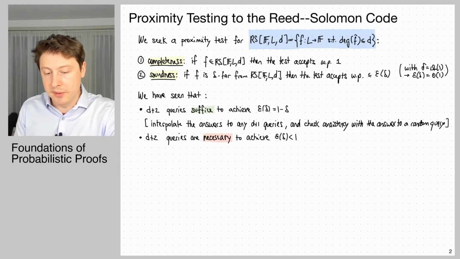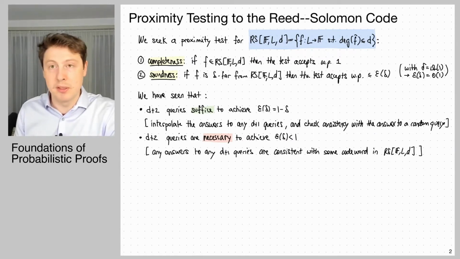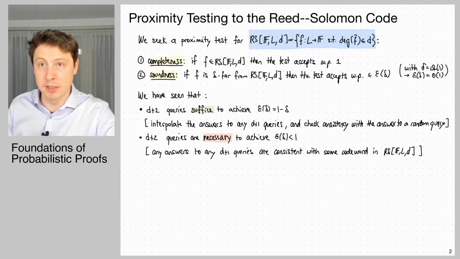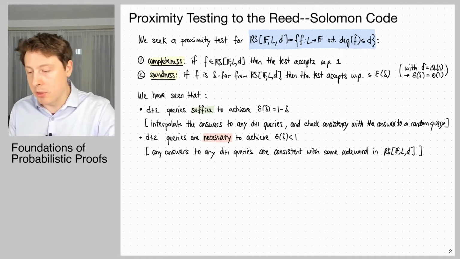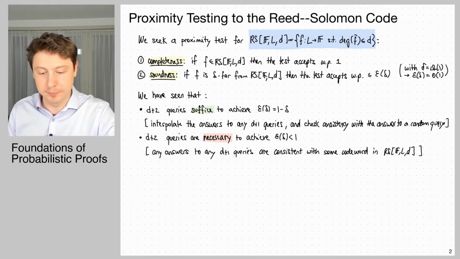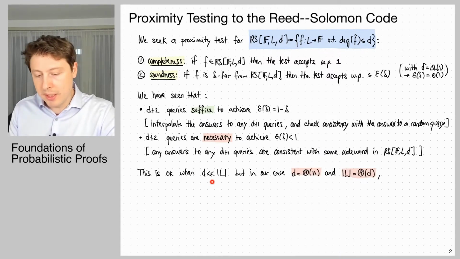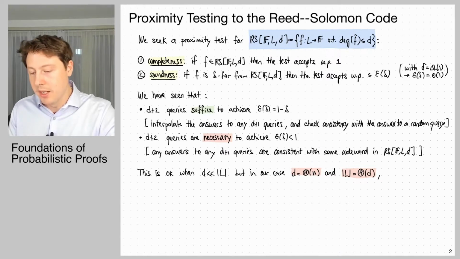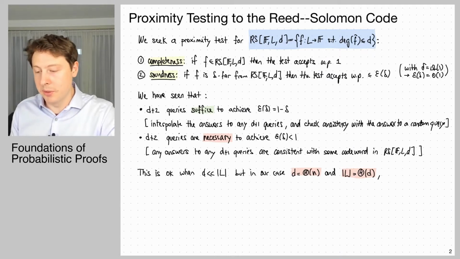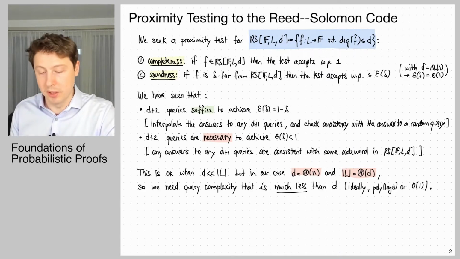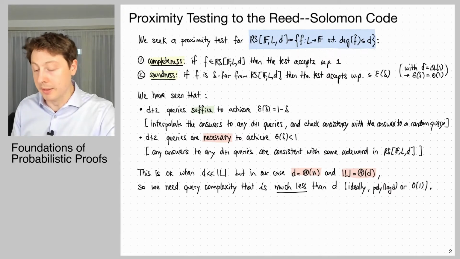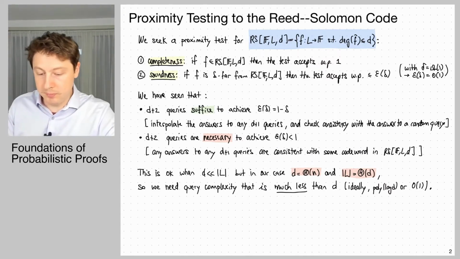We also saw that d plus 2 queries are necessary to achieve any non-trivial soundness error, because any answers to any d plus 1 queries, no matter how they're located, are consistent with some codeword in this set, okay? This is fine when the degree is much smaller than the domain, but in our case, the degree is going to be linear, and the size of the domain is also going to be linear, so this is just not going to work, all right? So we're going to need the query complexity to be much less than d. So what do we do?